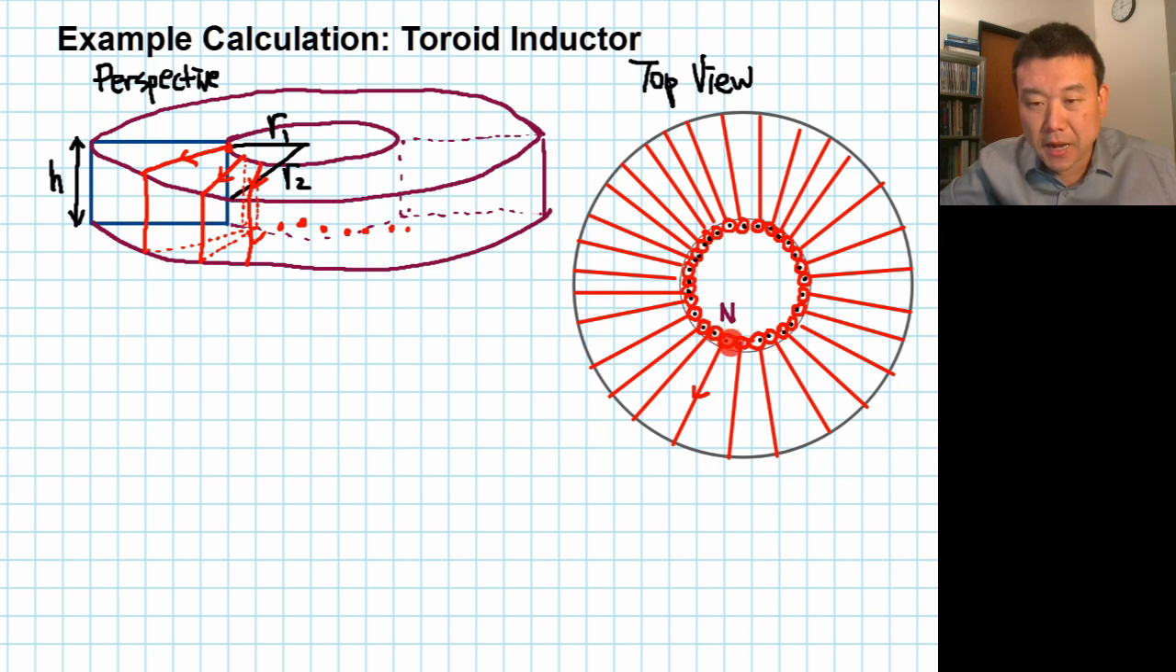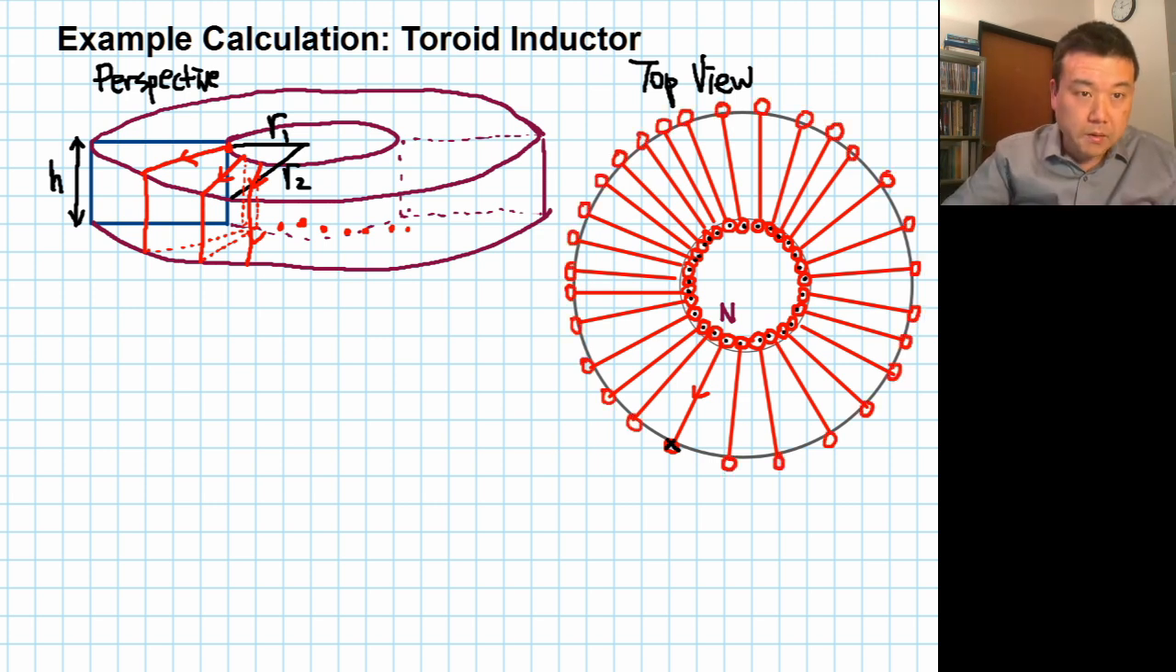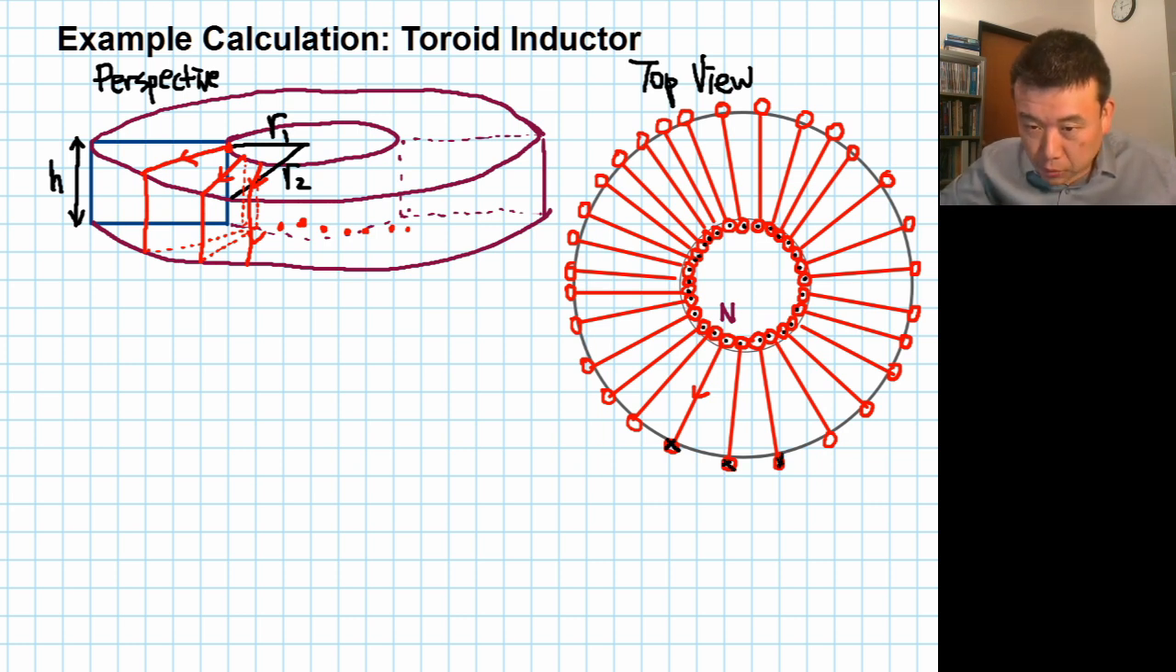So the wire comes out of the board, radially goes out, and on the outside radius, it goes into the board again. And I'm not drawing here the return wire on the other side, along the bottom of the toroid. Okay, let me finish the drawing here. I have to indicate the direction of the wire. Well, I don't have to, I want to. All going into the board.